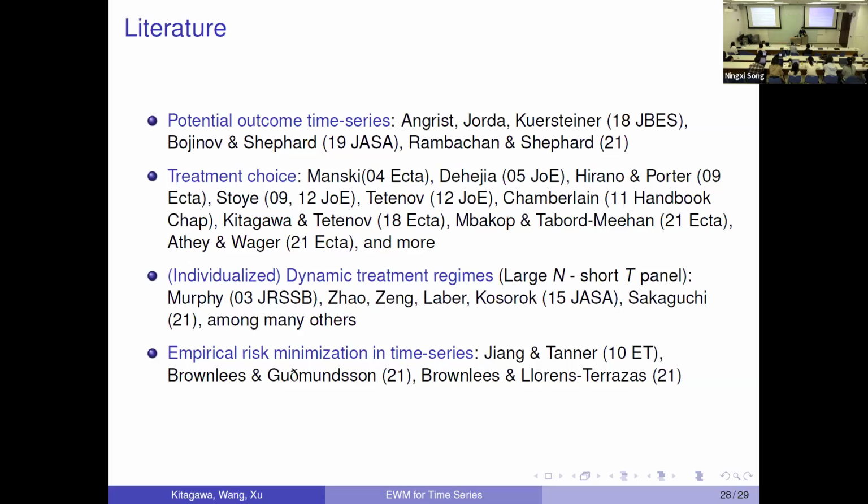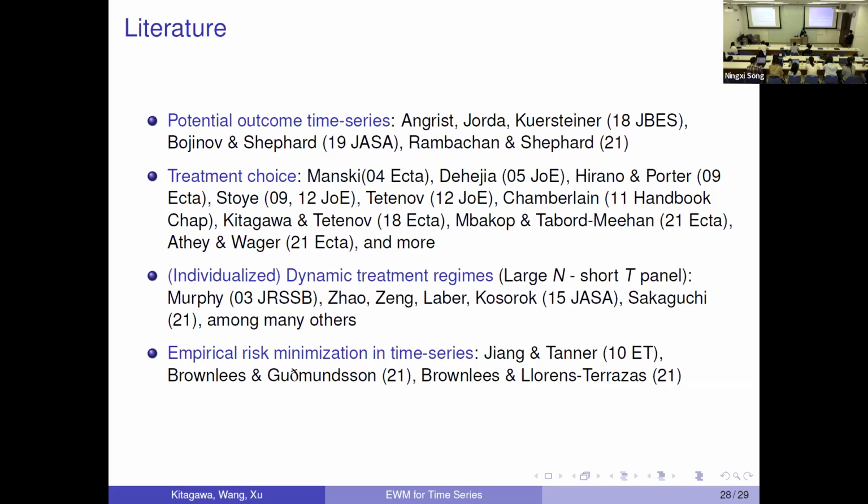Okay, so lastly, I want to briefly go through the literature. This paper is majorly motivated by the potential outcomes time series framework, including the paper by Angrist, Jorda, and Kuersteiner in the JBES in 2018, and also the papers already mentioned, the Bojinov and Shephard JASA paper and the Rambachan and Shephard QE paper. This paper is also tightly linked to the treatment choice literature, including the initial work of Manski, and also many papers that followed.